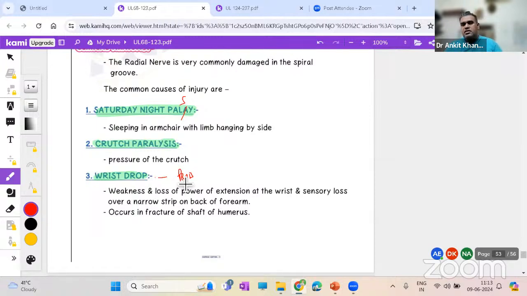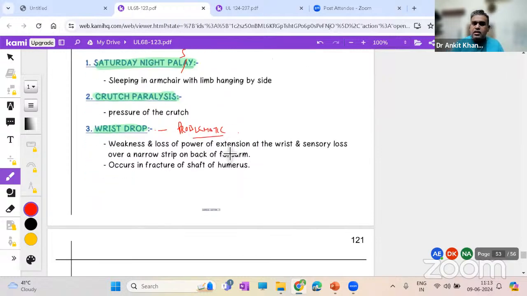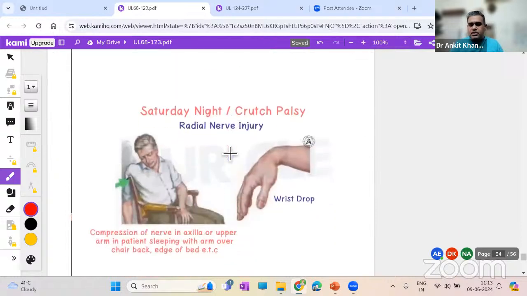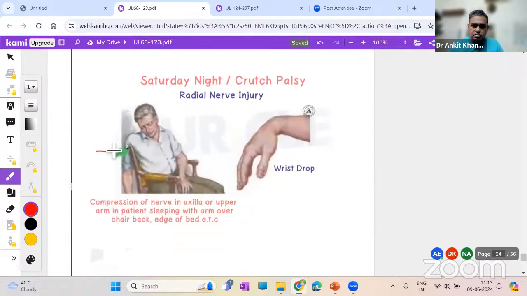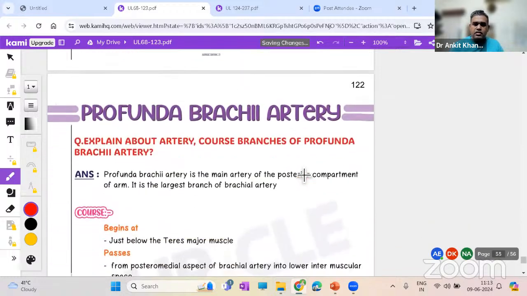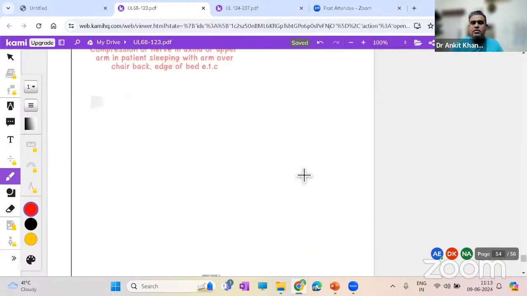So in wrist drop, there is loss of extension of the wrist. It is hanging down like this. So it is quite problematic for the patient, and it is a huge problem for the patient. Just imagine this on yourself for a second to understand the gravity of the situation. So you can see over here that crutch palsy can lead to wrist drop. So these are the important points of the radial nerve.